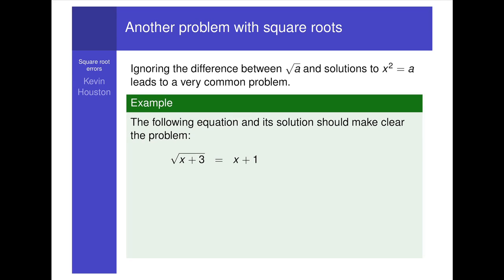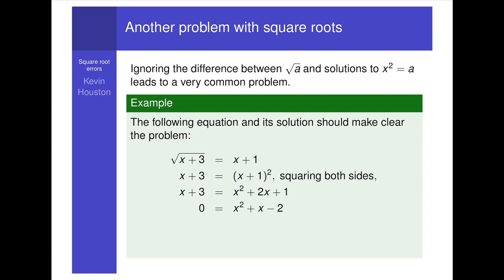Let's take the equation square root of x plus 3 equals x plus 1. Then squaring both sides, we get x plus 3 equals (x plus 1) all squared. And so x plus 3 equals x squared plus 2x plus 1. Or 0 equals x squared plus x minus 2, which we can factor to get 0 equals (x minus 1) times (x plus 2). So x equals 1 or x equals minus 2 are our solutions. Or are they?